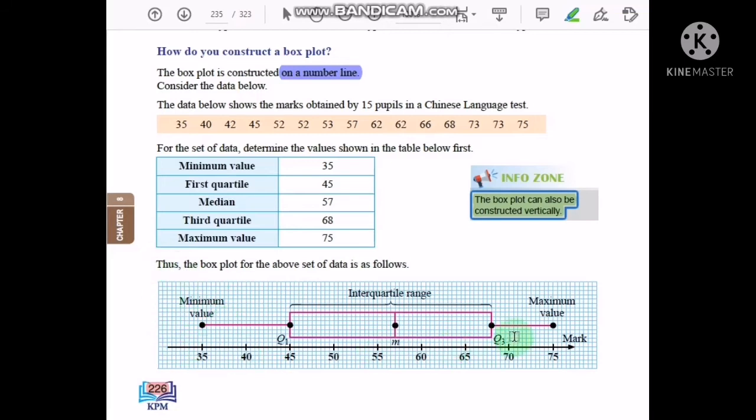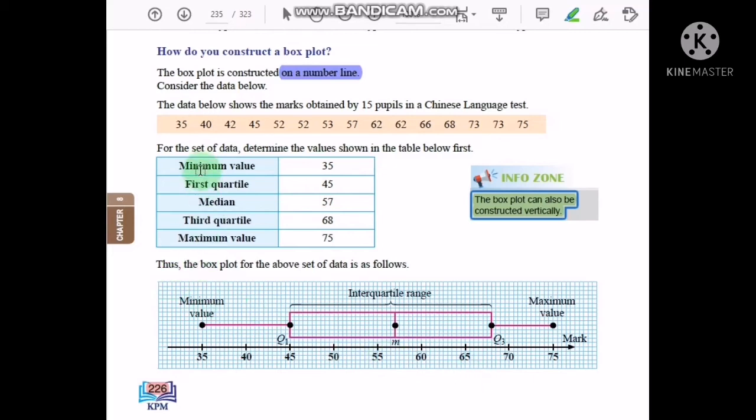This is the normal image of a box plot, which is horizontal. The first thing you need to do is draw a scale and label it with marks. If the data given is weeks, then the label is weeks. After you draw the number line, you make a scale. For this one, the suitable scale is 5. So 35, 40, 45, 50, 55, and so on.